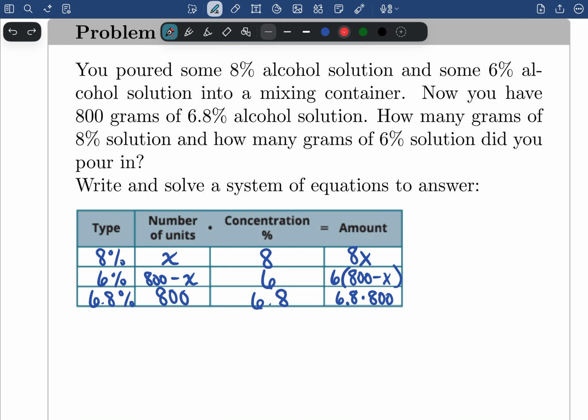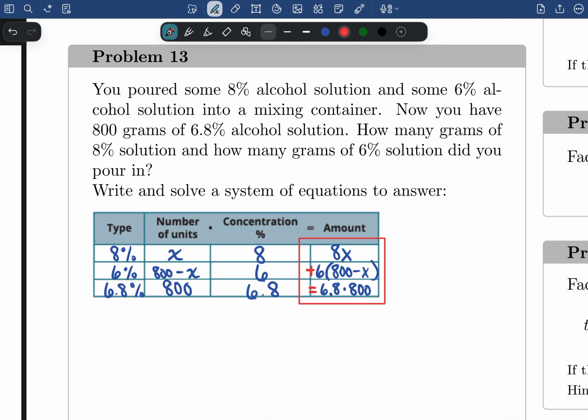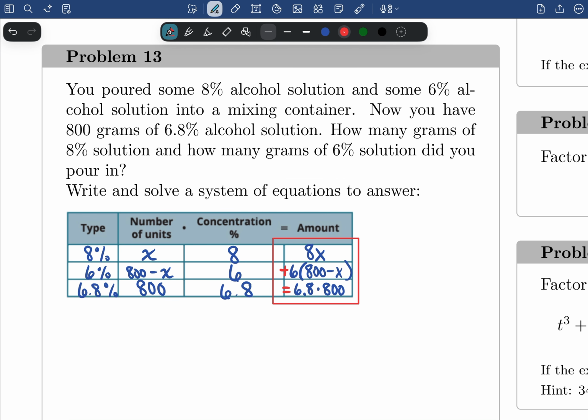So what I can do is I could take the top piece and add it with the middle piece and set it equal to the grand total. Yeah. So take the top row, add the middle row, set it equal to the bottom row. That's the equation that we can use to solve this problem. And so I'm going to write it here. I'm going to say 8x plus 6 times 800 minus x. That's got to be equal to 6.8 times 800, like that.